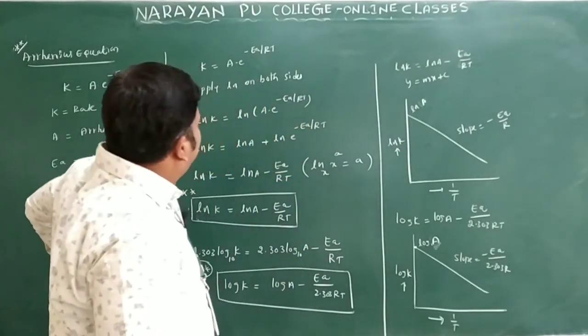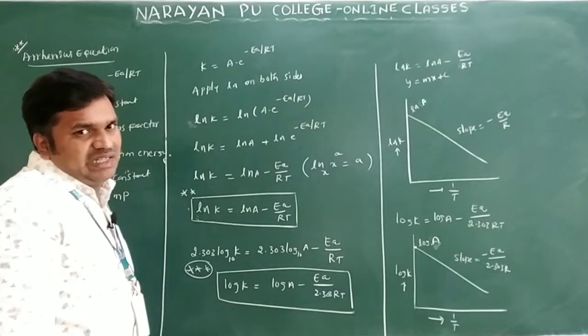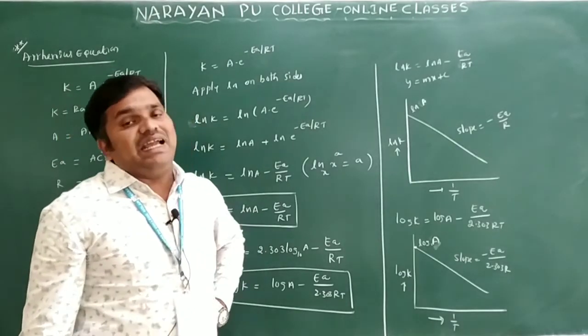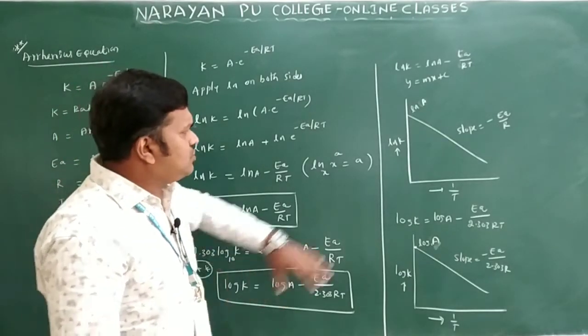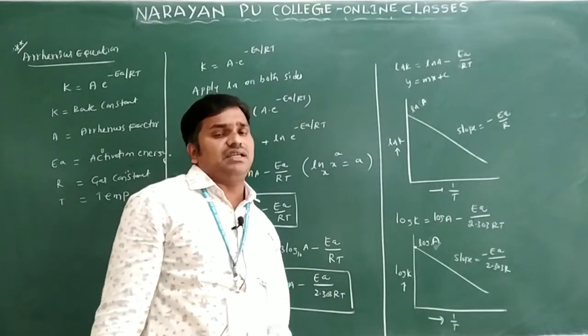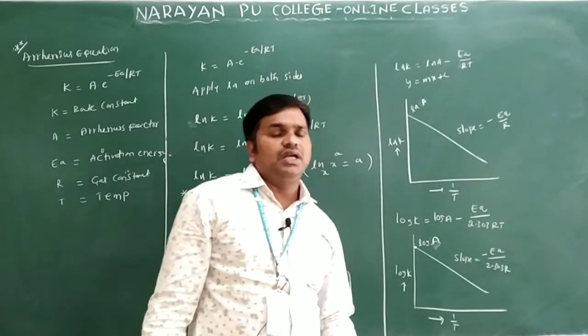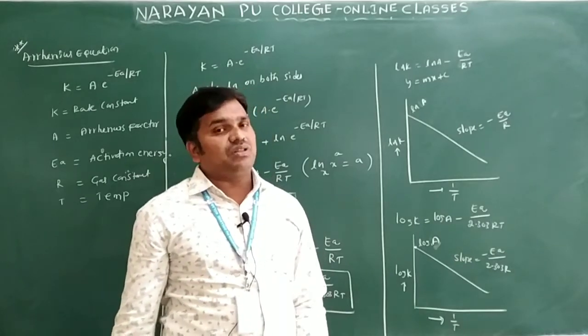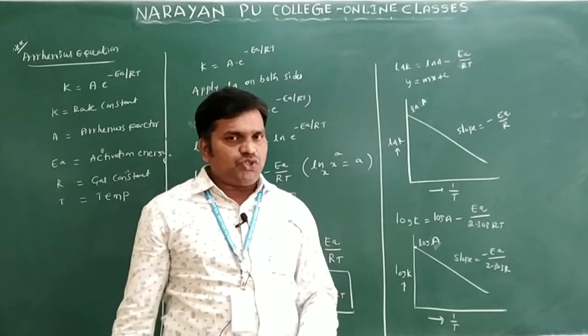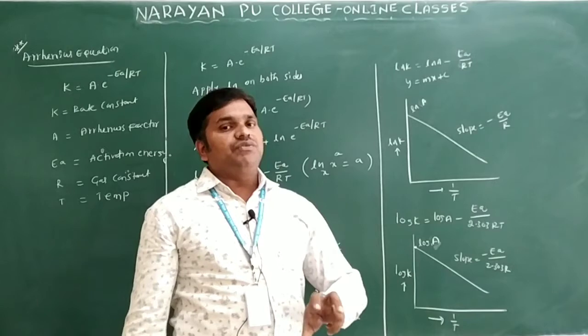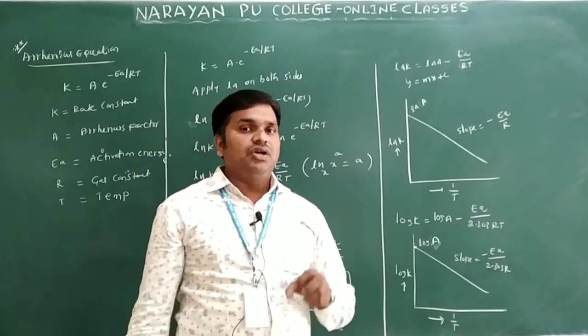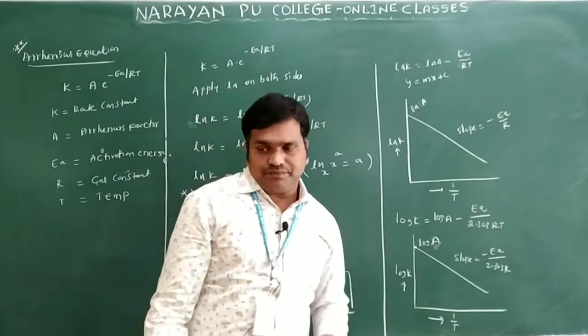You can also take k versus 1 by T. Sometimes you can draw the graph and you get a rectangular hyperbola, but that is not required. So these are the graphs for the Arrhenius equation. Now our next step is to get the expression for the Arrhenius equation if two different temperatures and two different rate constants are given. We will derive one expression.